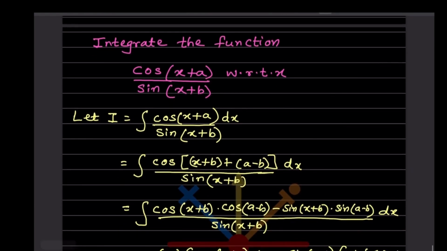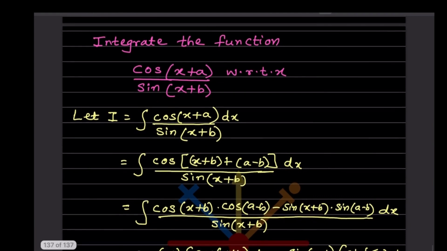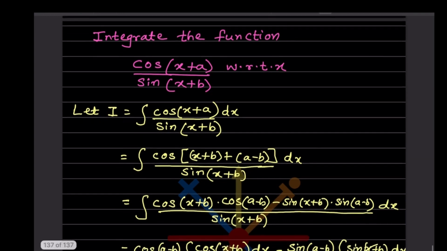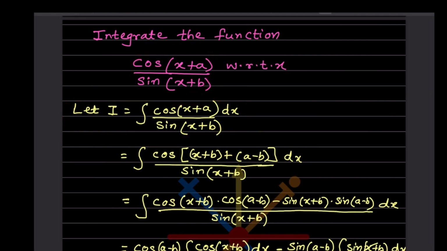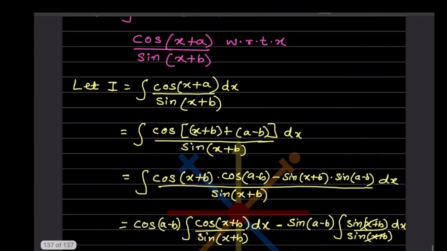Now we have to integrate the function (cos of x plus a) divided by (sin of x plus b) with respect to x. So we can write the integration I as the integral of this with dx. Now this is cos of (x plus a), and we can also write this as cos of (x plus b plus a minus b) dx, and the denominator is sin of (x plus b).